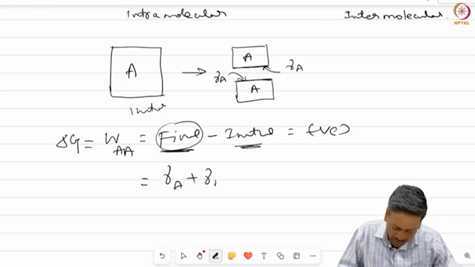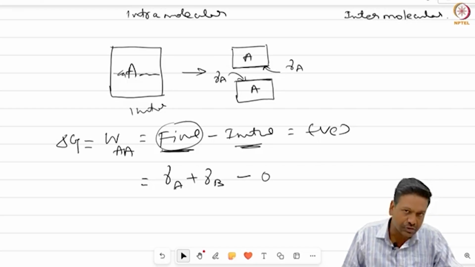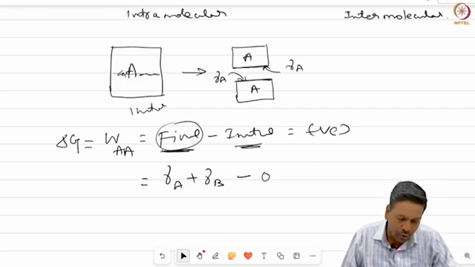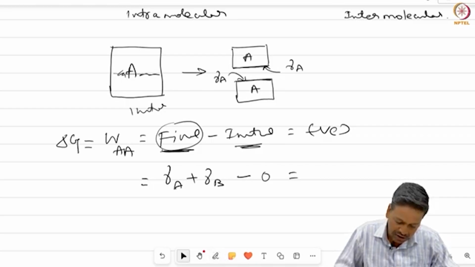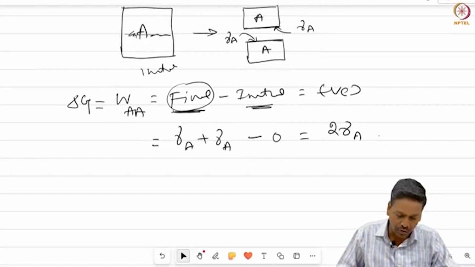A plus gamma A minus the initial configuration, which is 0, because remember, there is no interface here. When you put them back, it is completely homogeneous. There is no new surface and no interface in this case, so you will not have any energy in the initial configuration. Because both are identical molecules, it will simply be gamma A itself. So this is nothing but the work of cohesion.